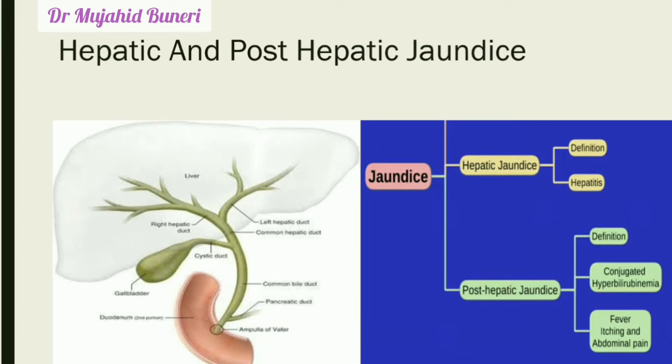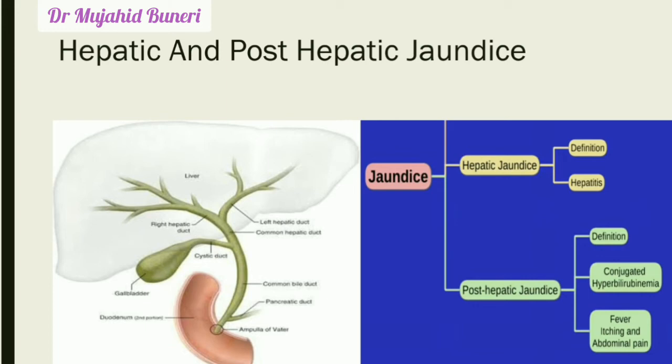Now, what is the definition of increased conjugated bilirubin or conjugated hyperbilirubinemia? When conjugated bilirubin is more than 50% of total bilirubin, we call it conjugated hyperbilirubinemia. Multiple choice question. Below 20% is prehepatic, and when it is between 20 to 50%, we call it mixed, which is clinically seen in hepatic jaundice.